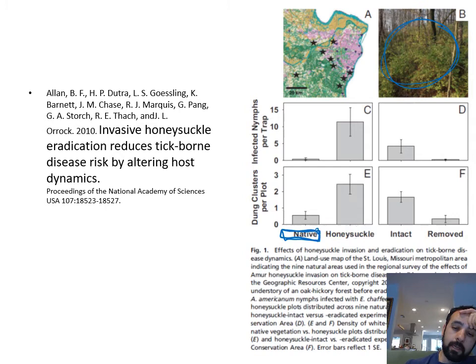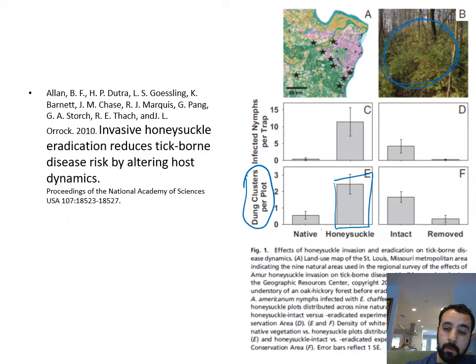There are two ways to do it. One is to put a camera trap there and count the deer. The other one is to do an indirect count of activity. I just count dung clusters per plot. By simply counting deer poop in these plots, I could tell how often deer were using the plots. And the comparisons were actually striking. Plots that have honeysuckle have almost 2.5 times as much deer dung than plots without it.